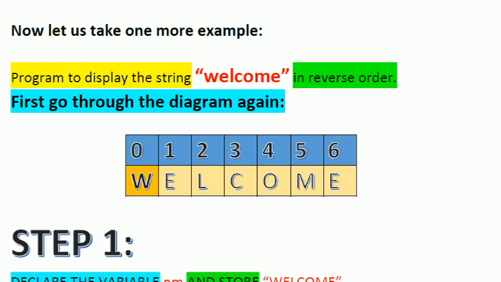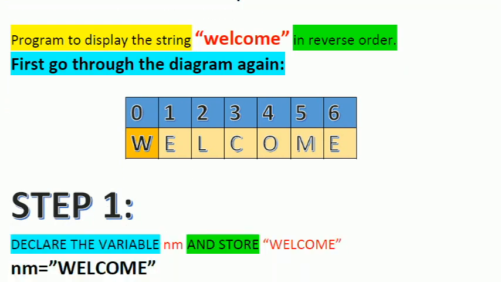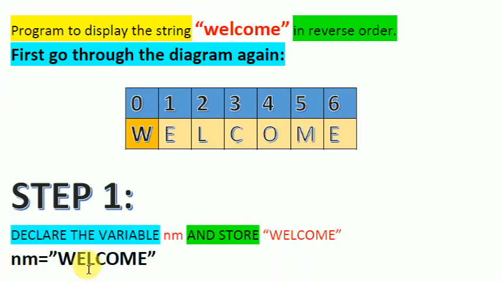So first I'm going to show you the simple method. When I write nm equals to welcome, it will be stored in this way, as shown on the diagram also. The w is at the 0 index value, then 1, then 2. This is very important: 1, 3, 4, 5 and 6.